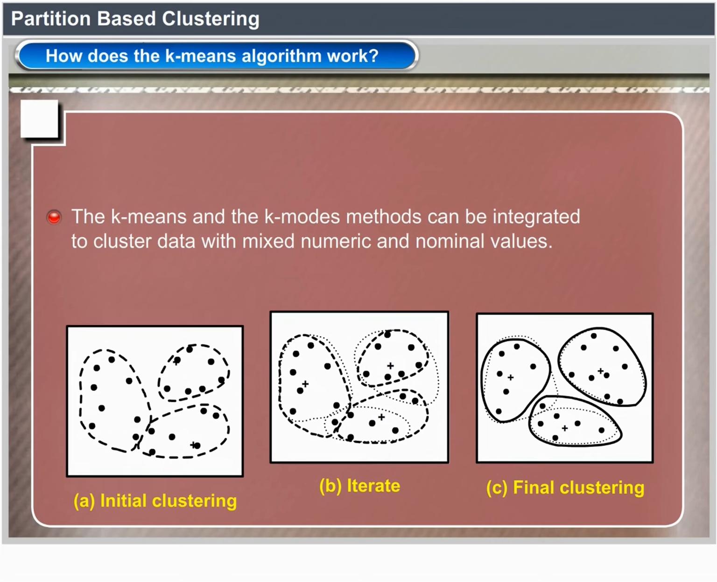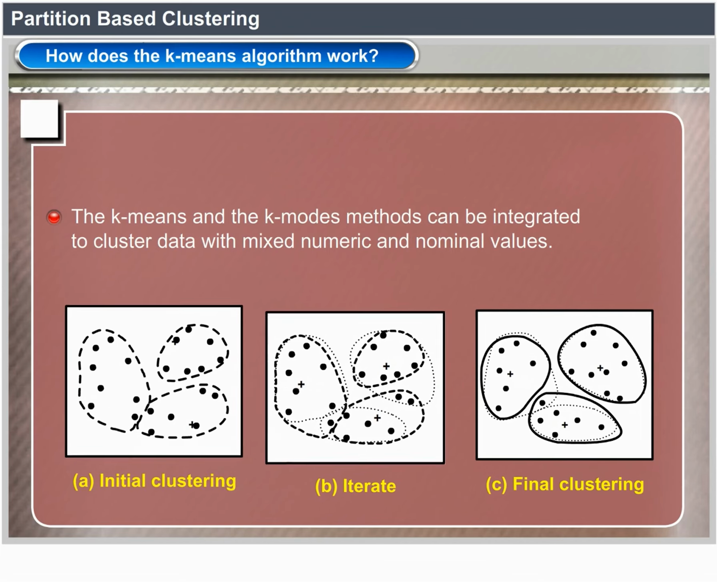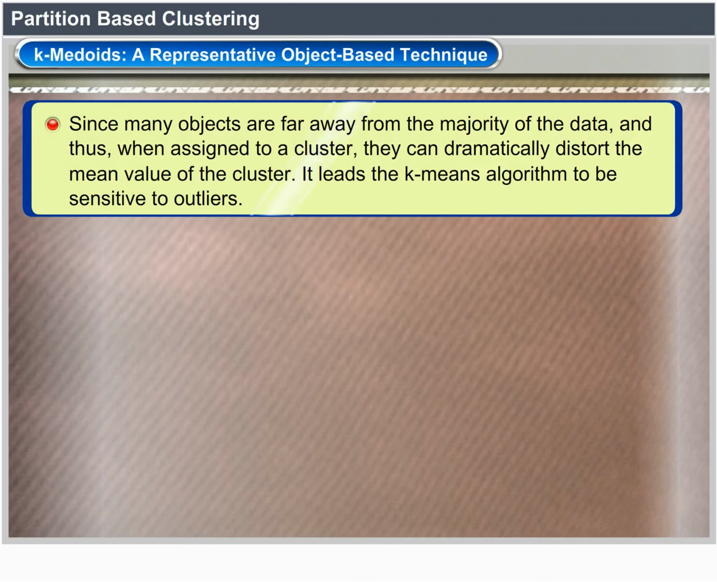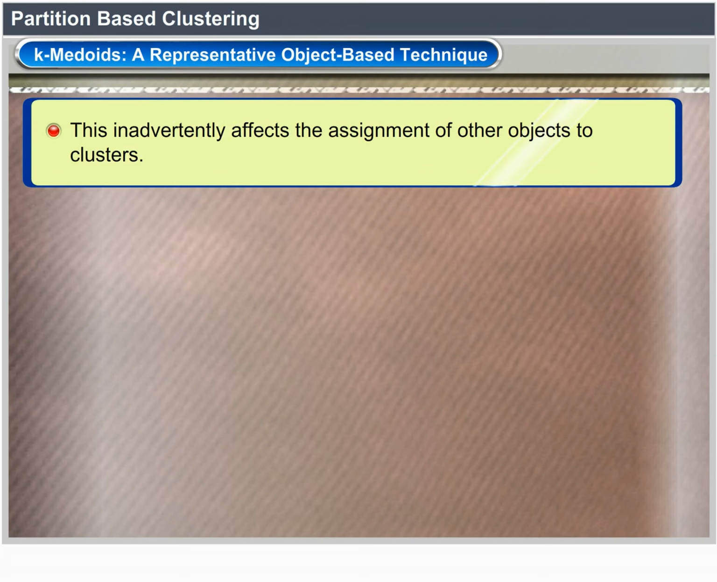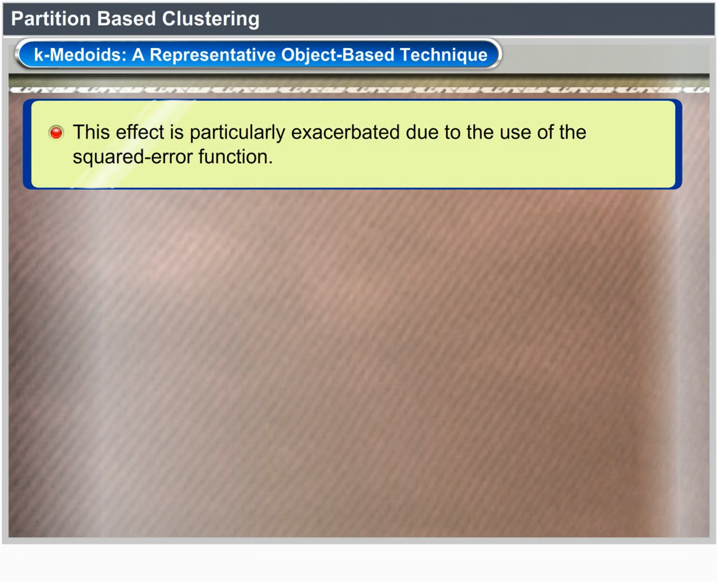K-medoids, a representative object-based technique. The k-means algorithm is sensitive to outliers because such objects are far away from the majority of the data, and thus, when assigned to a cluster, they can dramatically distort the mean value of the cluster. This inadvertently affects the assignment of other objects to clusters. This effect is particularly exacerbated due to the use of the squared error function. How can we modify the k-means algorithm to diminish such sensitivity to outliers?